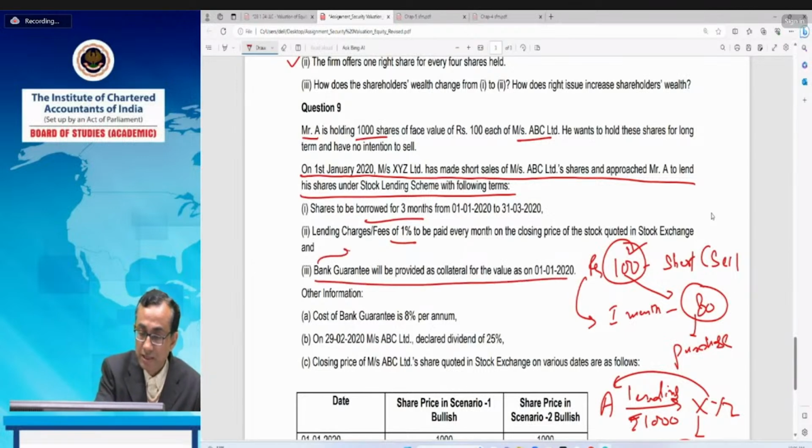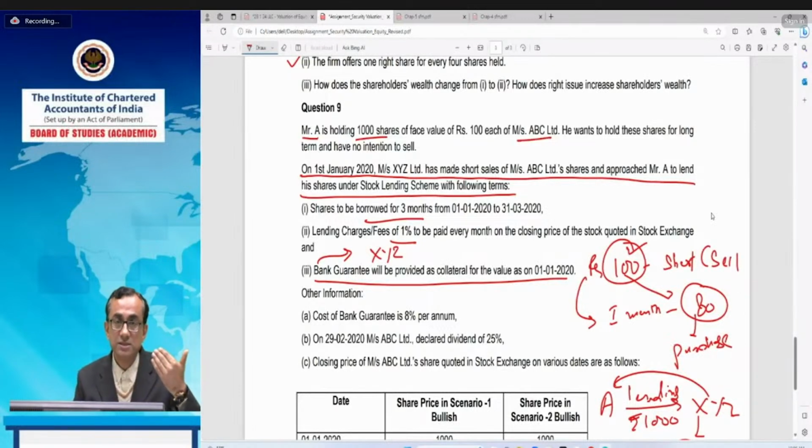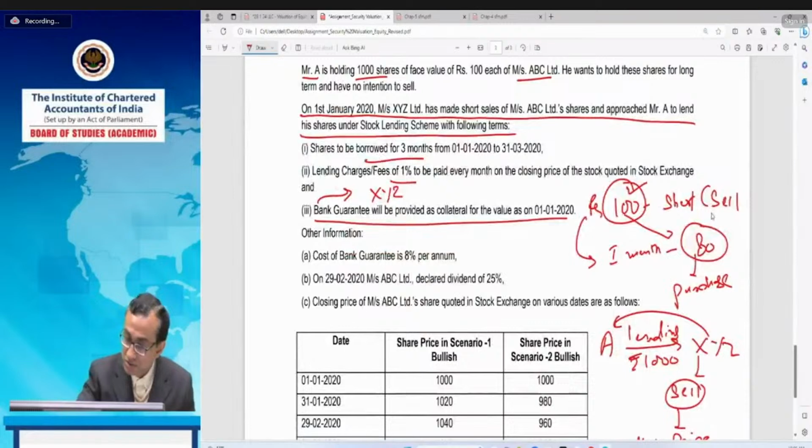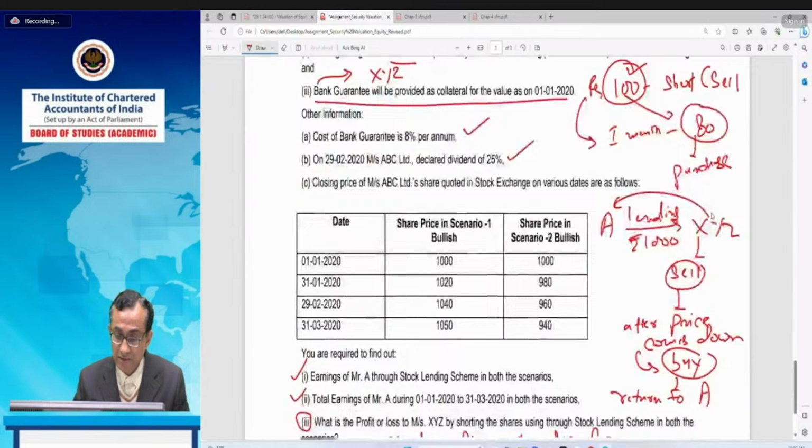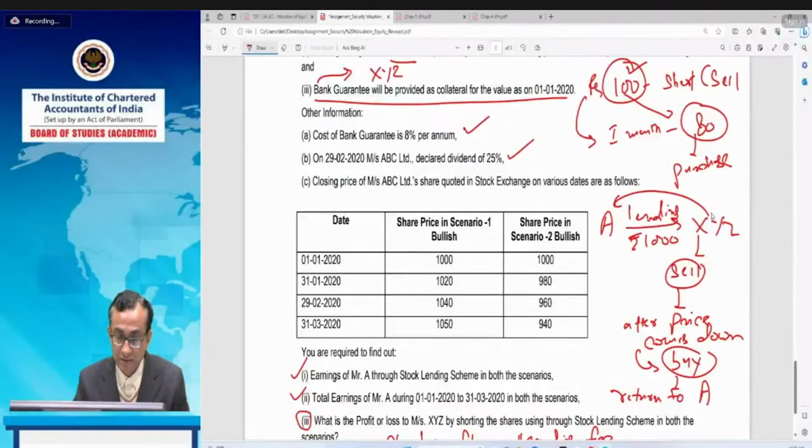Who will provide the bank guarantee? It will be provided by XYZ, because XYZ is borrowing the shares. If he later withdraws and says, no, I am not able to return the shares, then what will happen? There should be some safeguards. So a bank guarantee has to be provided by XYZ. What other information is given? The cost of borrowing is given. The cost of the bank guarantee is given. ABC declared a dividend of 25%. This 25% will be received by A. And closing prices of ABC are also given for the dates 1/1/2000 to 31 January, 29th February, and 31st of March.